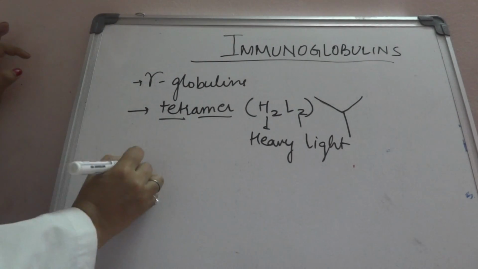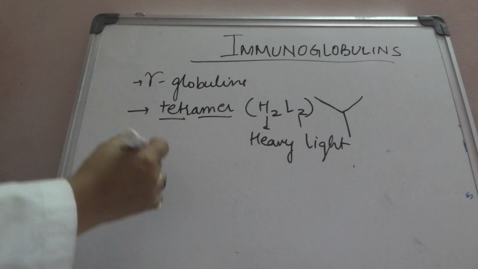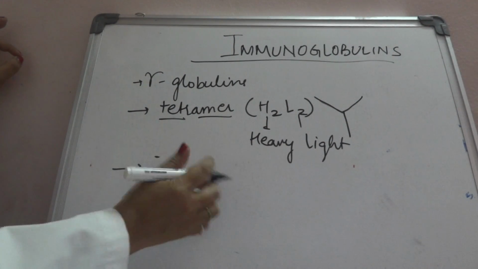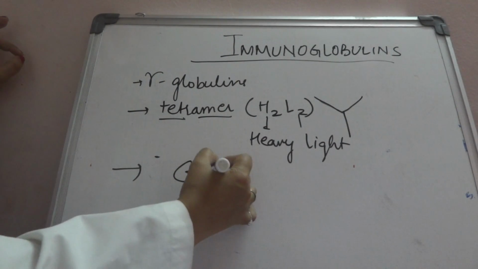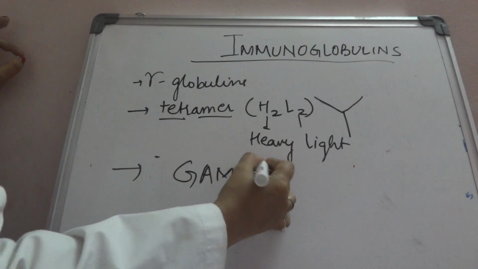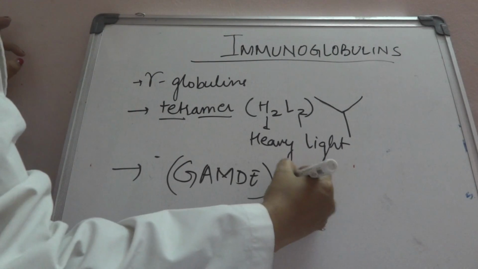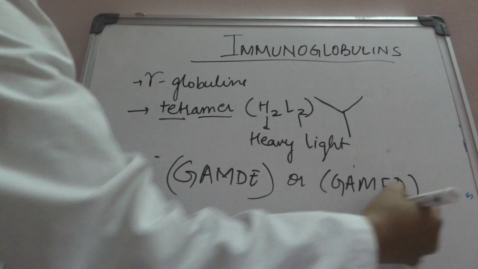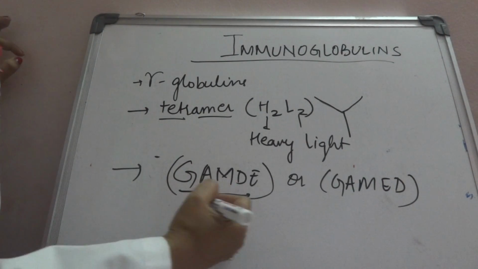In a nutshell, I need to tell which are the immunoglobulins. So I always say a mnemonic for it, that is called GAMDE, or you can also say it as gamed. But if you remember GAMDE, it would be easier.